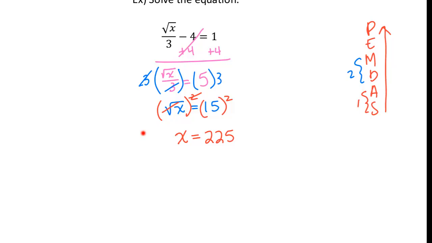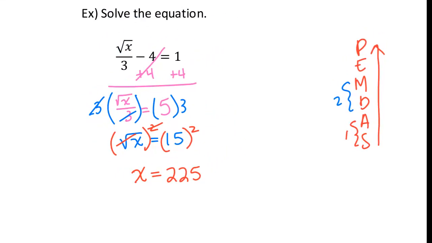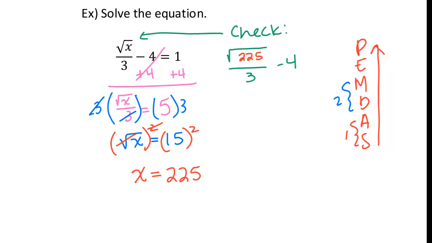Okay. Then we have to go check it. So go plug it in to check it. So check by plugging it into the original. We have the square root of x, which is 225, over 3 minus 4. And we're checking to see if that would equal 1.